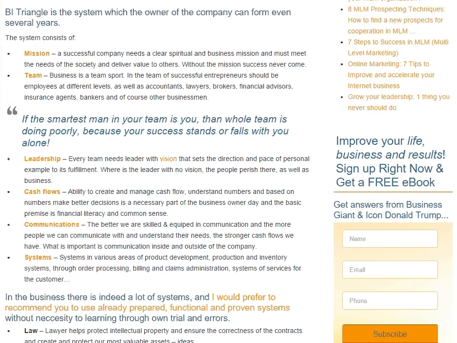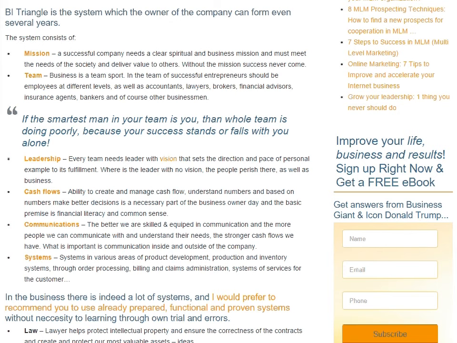The BI triangle is a system which the owner of the company can form over even several years. The system consists of, first, mission. A successful company needs a clear spiritual and business mission and must meet the needs of society and deliver value to others. Without the mission, success never comes.